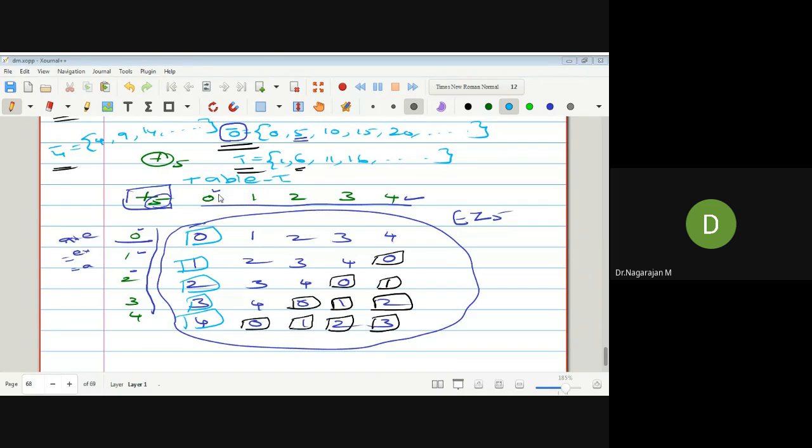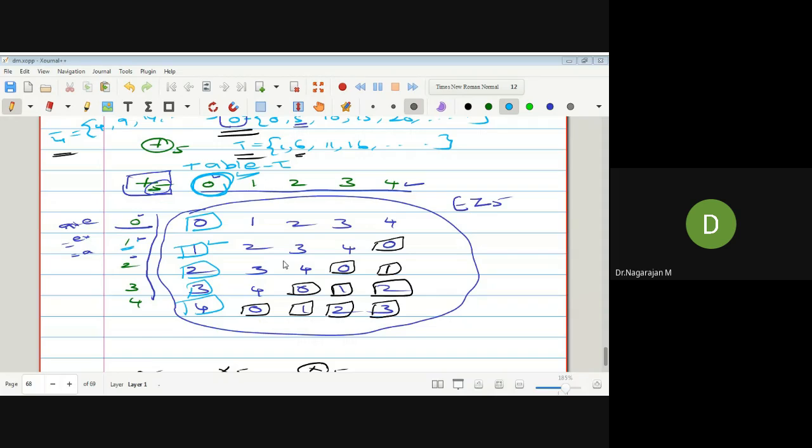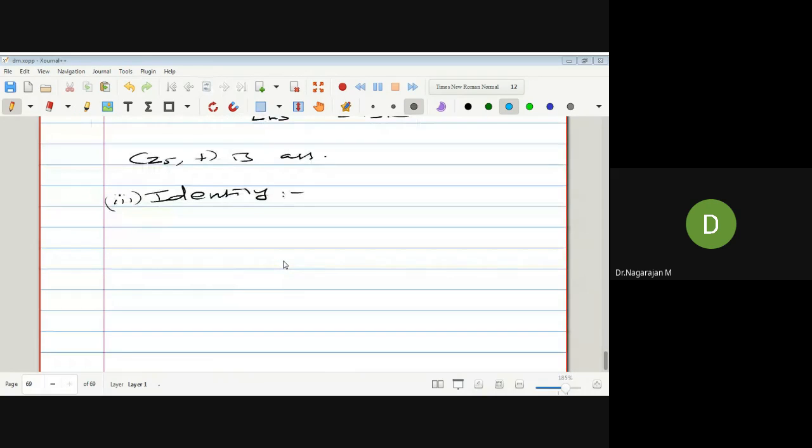So adding 0, the corresponding element is getting 1 only. Okay, so 1 plus 0 is 1, 2 plus 0 is 2, 3 plus 0 is 3, 4 plus 0 is 4. Therefore, the identity element should be, what is the identity element value? 0. Therefore E value is 0. Therefore E equals 0 in Z5 is an identity element from the above table.